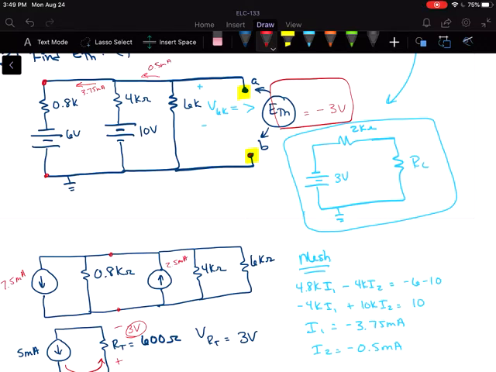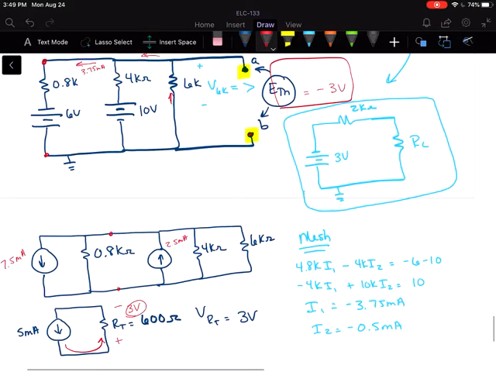And notice that's actually the current through the 6K ohm resistor. So if I multiply the 0.5 milliamps times my 6K, surprise, surprise, I get 3 volts. The 6K is 3 volts in that upward direction again. So since I found it that way, there's a great chance that this is right. So I found it 2 different ways.